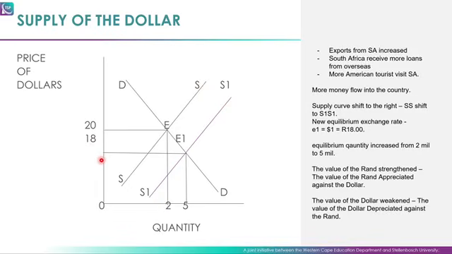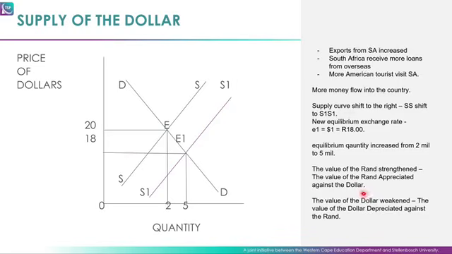And the equilibrium quantity now increased from 2 to 5 million. So here we see now, instead of paying 20 Rand a dollar, we are now paying 18 Rand a dollar. So yes, the price has come down, but now the Rand is strengthening, right? There's a strengthening of the Rand, and now we say the value of the Rand has appreciated against the dollar, whereas the opposite is the value of the dollar weakened, meaning the value of the dollar depreciated against the Rand.